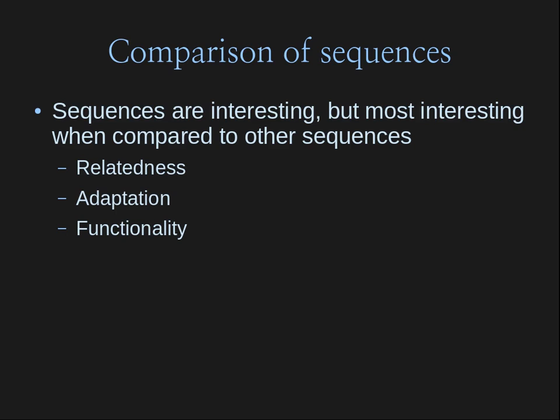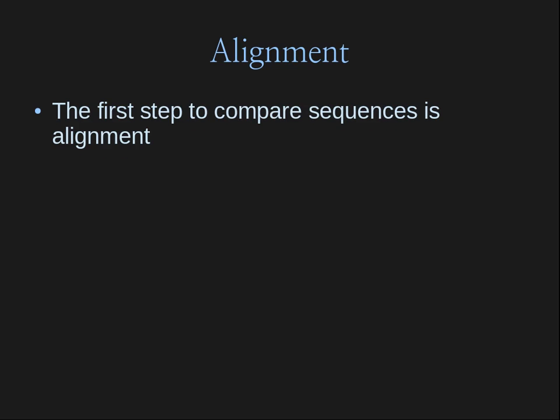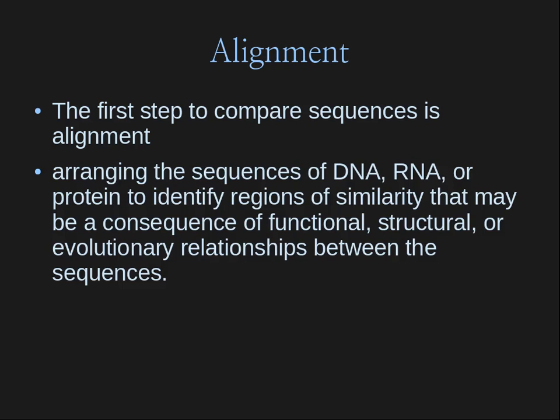And again, to get its functionality, you need to be able to compare apples to apples and oranges to oranges. And so the first step in doing any sort of comparison between any genetic sequences is we need to do something called alignment. And alignment is, so I have a big long definition here. Alignment is arranging sequences of DNA, RNA, or protein. So again, alignment happens whenever you have a molecular sequence. And we're doing this to identify regions of similarity that could be a consequence of similar functionality, structure, or evolutionary relationships between these sequences.